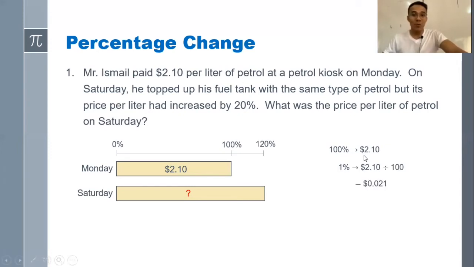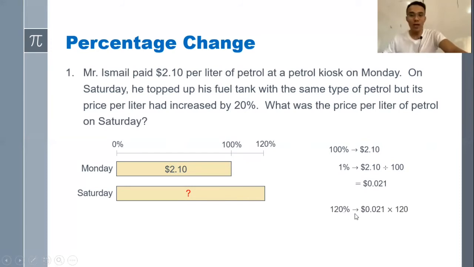To get 1%, we're just going to divide $2.10 by 100, and we get $0.021. You don't have to bother yourself to compute this manually. Just grab your calculator and input these numbers. Okay? This is 1%. Our goal is to find 120%.